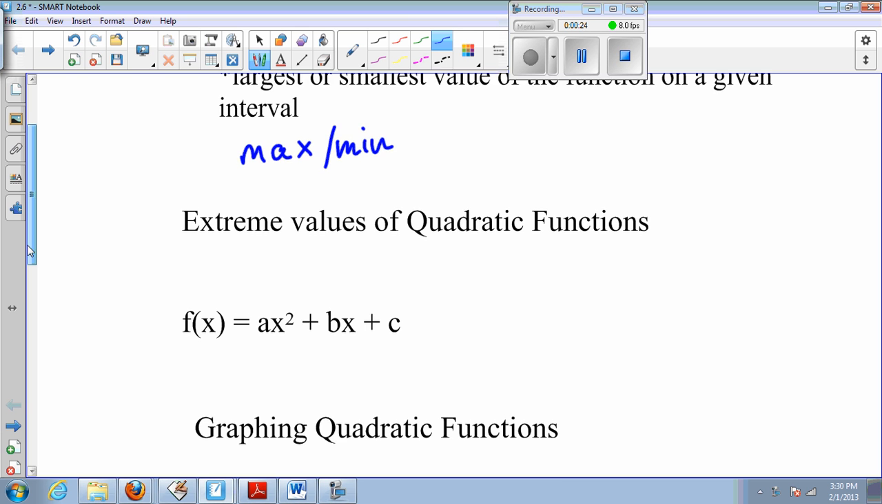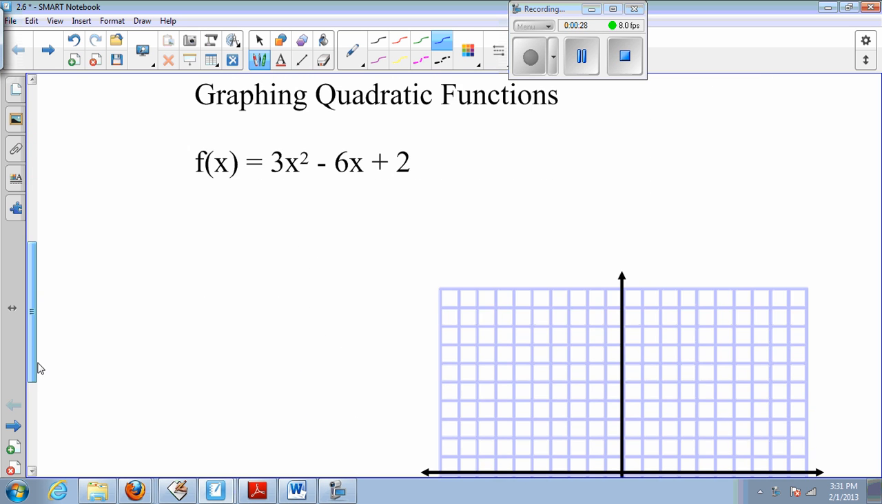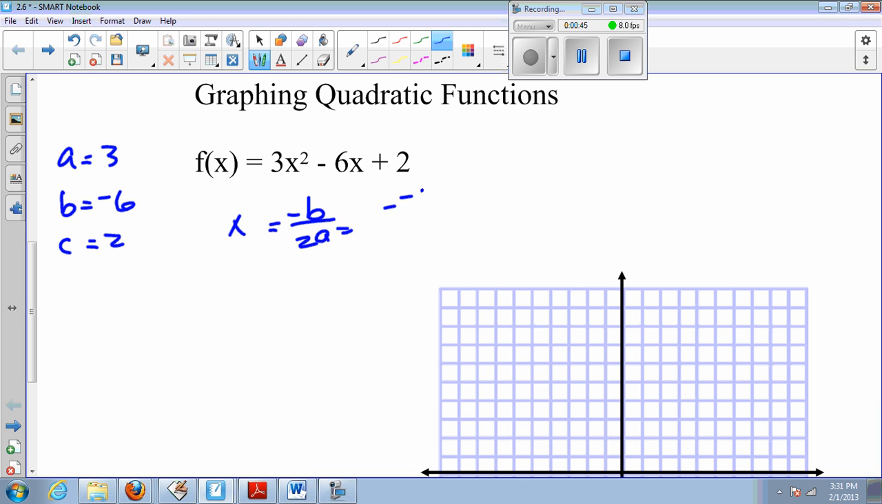So we have the quadratic function in standard form, ax squared plus bx plus c. We're going to graph f of x equals 3x squared minus 6x plus 2. So we list out a is 3, b is negative 6, c is 2. We find the vertex, so x is negative b over 2a, negative 6 over 2 times 3. So x is 1. So we plug that in to find y.